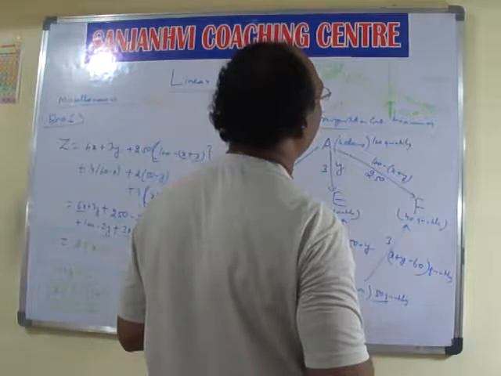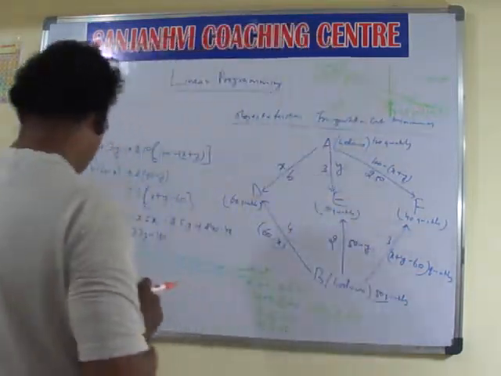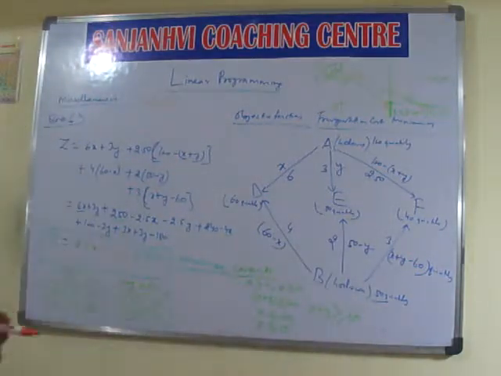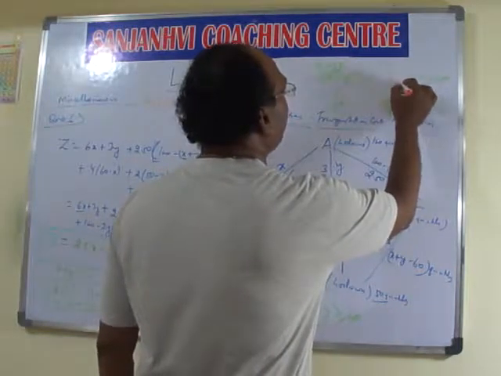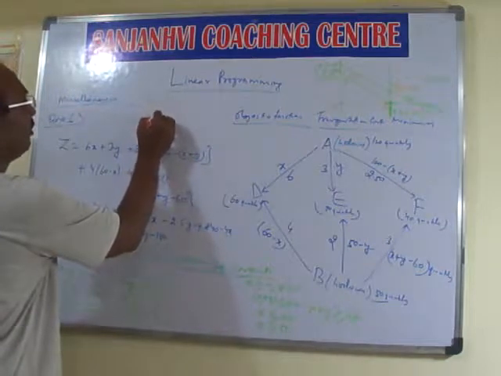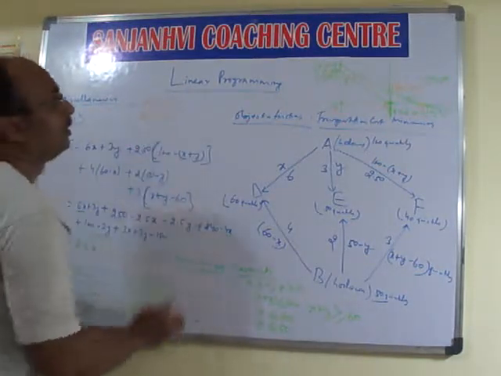So it is intersecting with this line, and what is this line? X plus Y is equal to 100. So if X is equal to 60, Y is equal to 40. So B is 60 and 40. Yes or no? What about C?